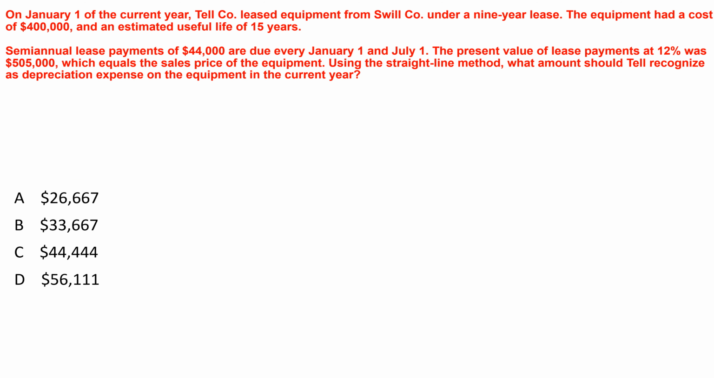Next question. On January 1st of the current year, Tel Company leased equipment from Swill Company under a 9-year lease. The equipment had a cost of $400,000 and an estimated useful life of 15 years. Semi-annual lease payments of $44,000 are due every January 1st and July 1st. The present value of lease payments at 12% was $505,000, which equals the sales price of the equipment. Using the straight-line method, what amount should Tel recognize as depreciation expense on the equipment in the current year?